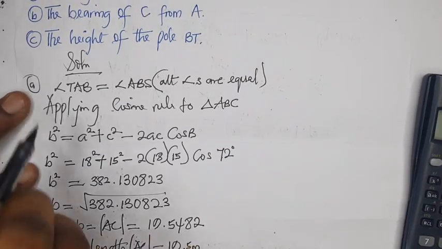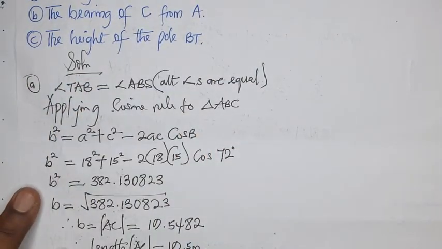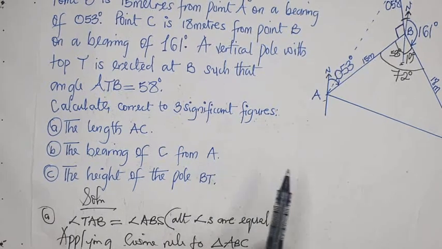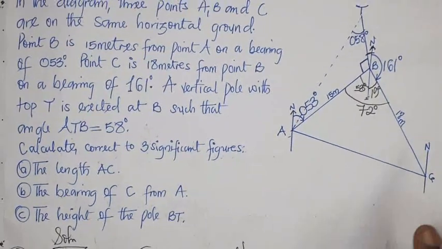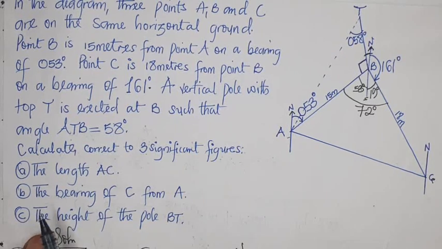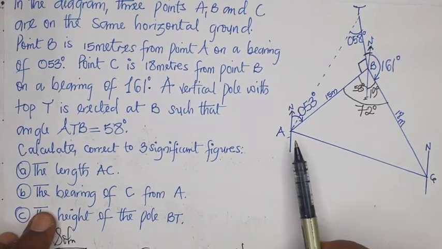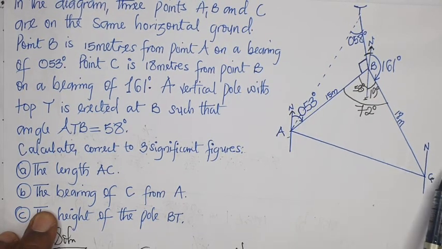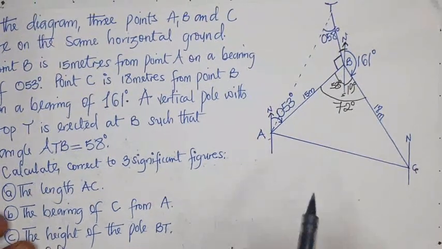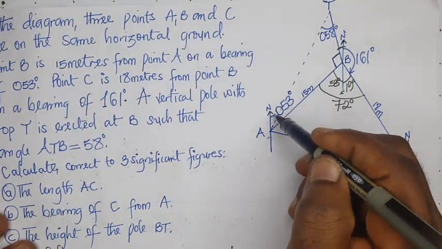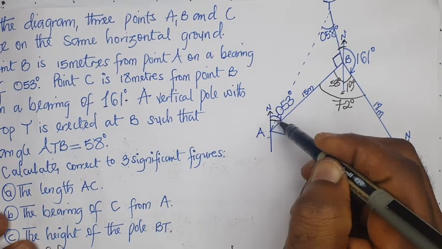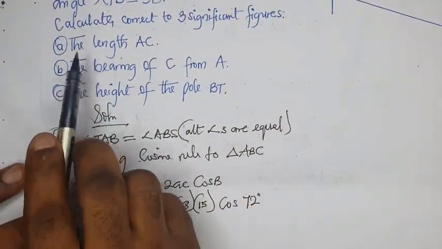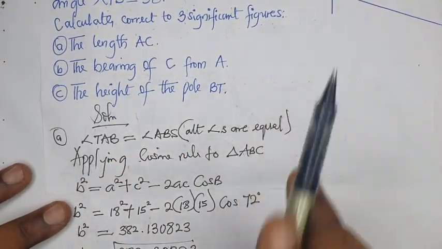Now we're going to question B, to find the bearing of C from A. See, B says find the bearing of C from A. What this implies is that we want to find how many degrees the movement from the north of A turned before it could face C. So we are looking for this angle. Starting from this line, we want to see how many degrees it turns to touch this line, because that is what calculating the bearing of C from A implies.